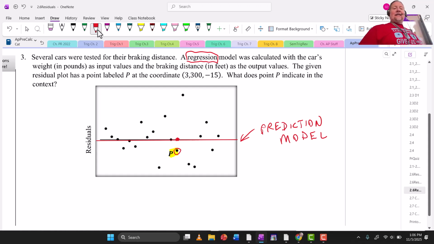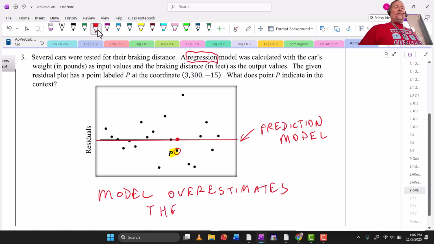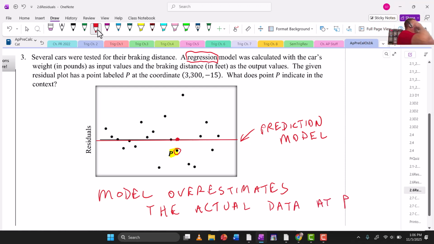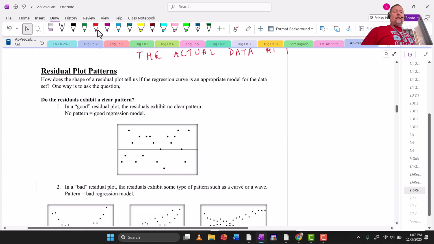So what this means is the model overestimates. Actually, you say the actual data point. I guess at P, at point P, whatever. Okay, and then this would be a perfect multiple choice question, and it probably will be. High likelihood when it comes down to the AP exam.